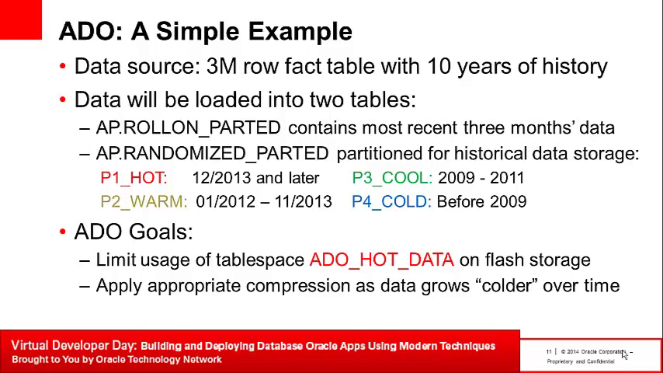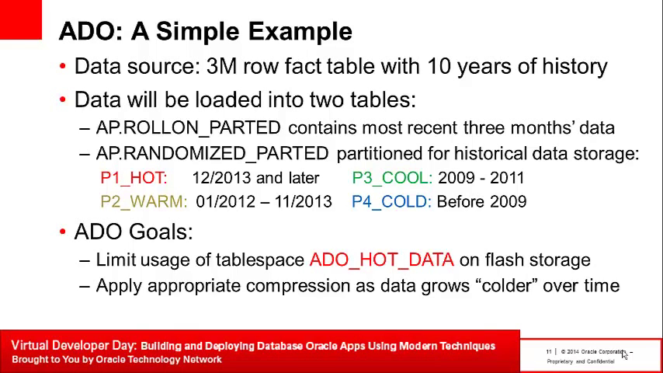One called AP_ROLL_ON_PARTED, AP for accounts payable, is going to hold the last 3 months worth of data and any new data that might come along. Also, I'm going to have another table called AP_RANDOMIZED_PARTED, and that one's going to hold all of my historical data storage. Eventually, AP_ROLL_ON_PARTED will become part of AP_RANDOMIZED_PARTED by taking data out of that table and loading it into AP_RANDOMIZED_PARTED. And notice the distribution.